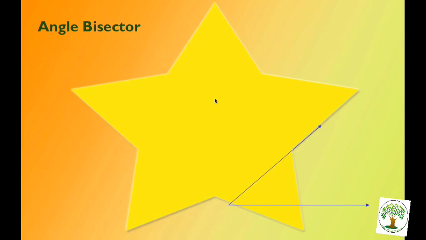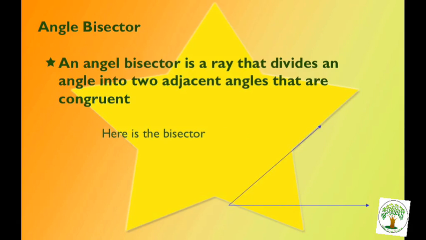Angle bisector. Here is the angle bisector. It's going to cut this thing in half equally. We're going to have the same of this angle on top and bottom. It's going to be an adjacent angle. Here it is. All right.